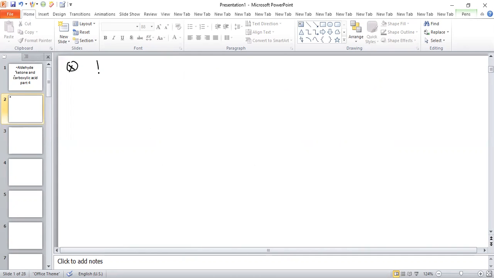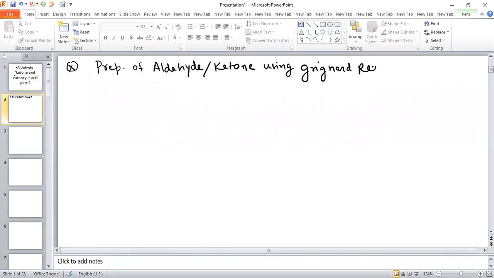So the preparation of aldehyde and ketone using Grignard reagent.